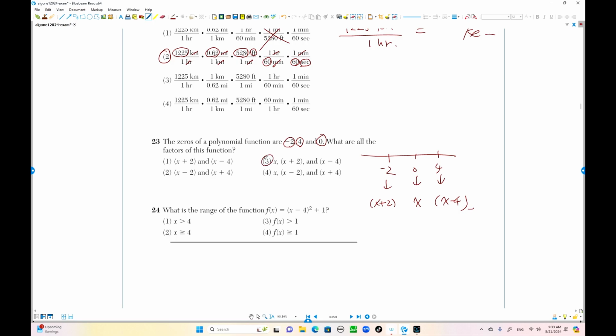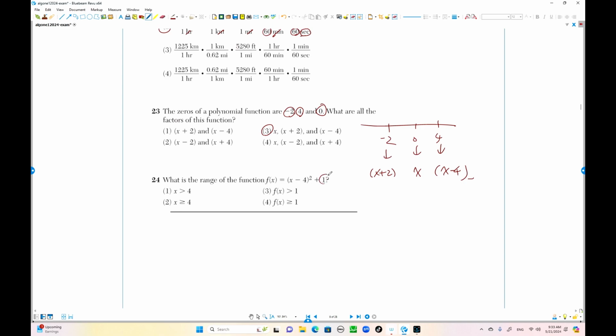What is the range of this one? This is the vertex, right? When x is 4, y is 1, okay? The range is the value of y, okay? Always greater than or equal to 1, okay? So choice 4 is the answer.